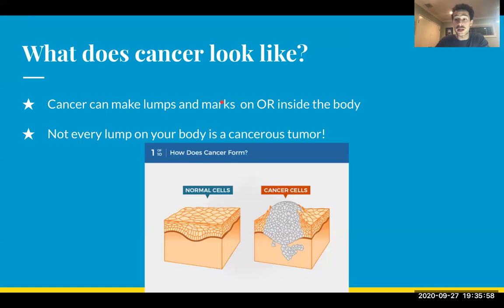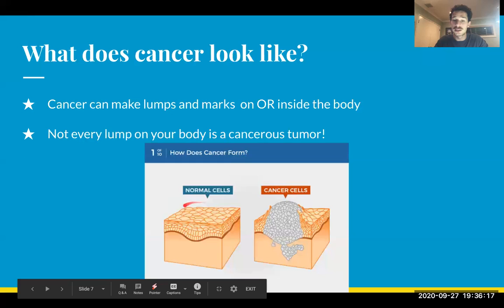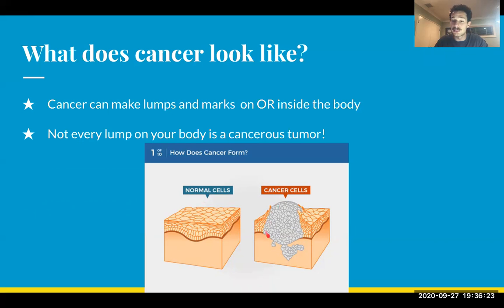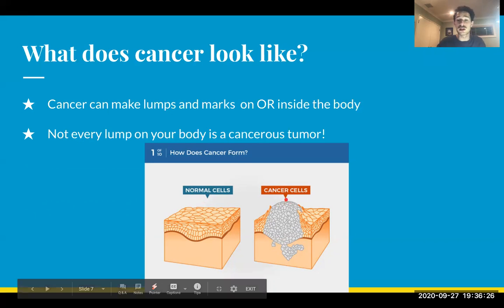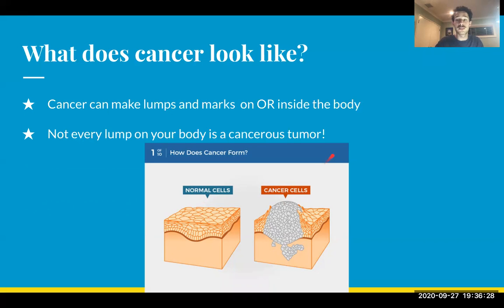So what does cancer look like? Like I said, when cancer cells grow, they grow a tumor, which is like a lump in the body. That can be on the outside of your body or on the inside of your body. But that doesn't mean that every lump on your body is a cancerous tumor. Here's what the normal cells on your skin look like, and these are cancer cells. You can see that there's a big lump here. Sometimes a lump on your body can be cancer, and sometimes a lump can just be a lump. Like if you fall and hit your head and you have a little bump on your head, that's okay. That's not cancer.